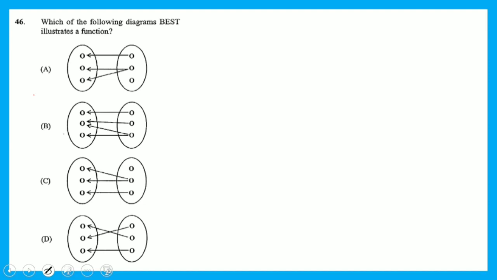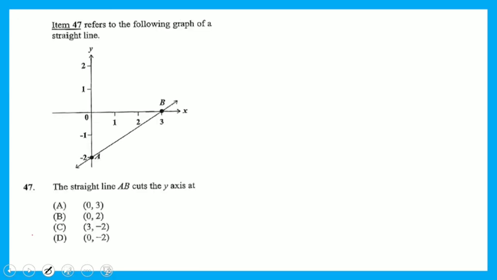Which of the following diagrams best illustrates a function? And I think the very easy one to look out for here is this one-to-one function, one-to-one relation here. Please revise what are the different types of relations that are considered as functions.